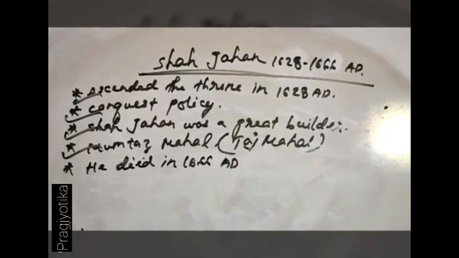Then in the year 1657 AD, Shah Jahan fell ill. And soon after he fell ill, there was a war of succession among his sons. And at last, Aurangzeb, who came out to be the most powerful, defeated the other brothers and became the new Mughal king. And soon after Aurangzeb became the king, he imprisoned his father Shah Jahan, and at last Shah Jahan died in the year 1666 AD. So this is a brief account of Shah Jahan.